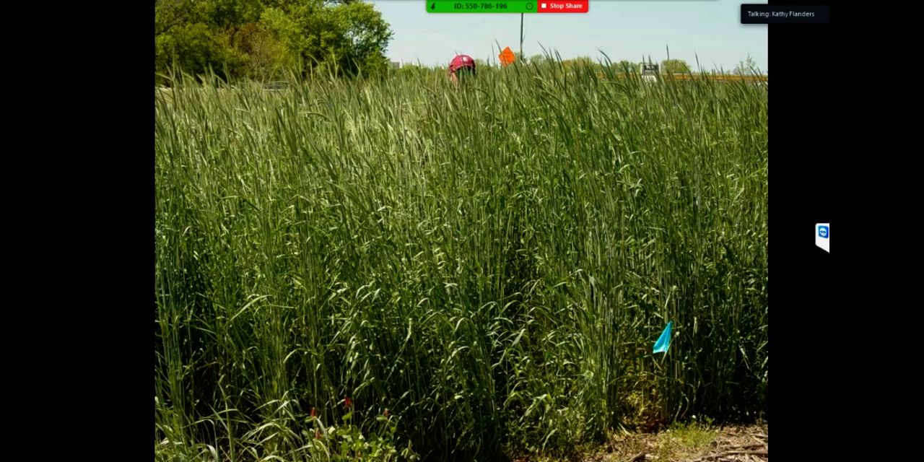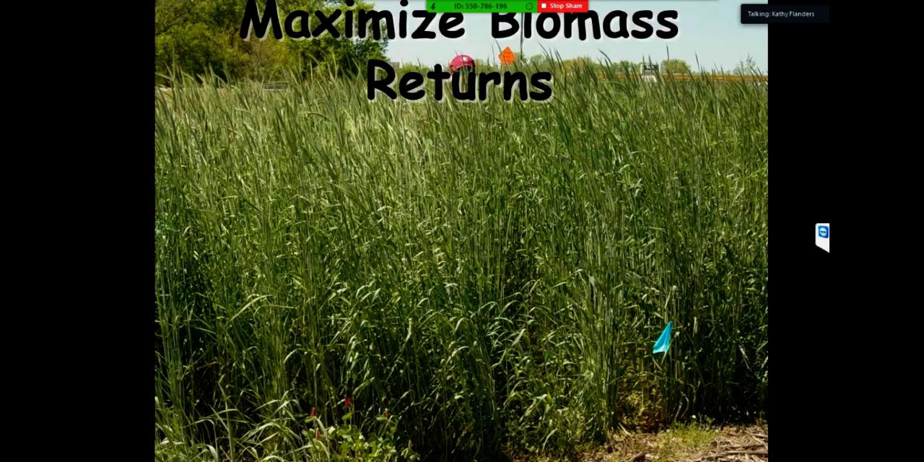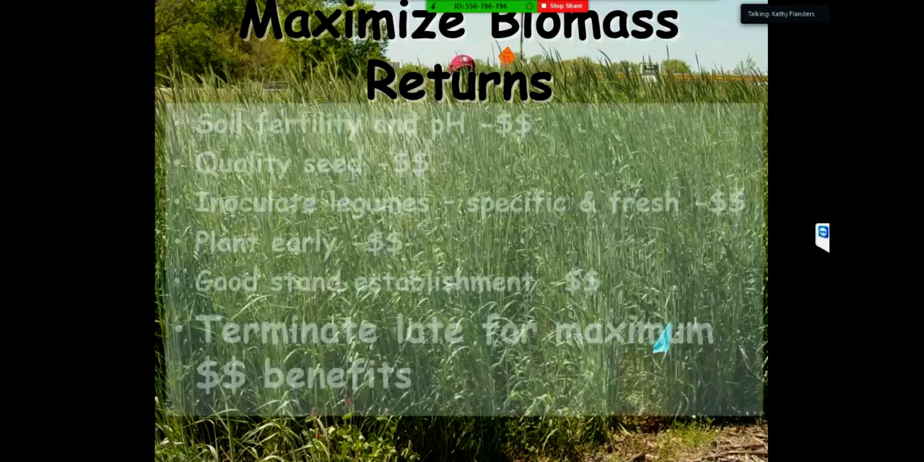It's always nice to have a real deep cover crop with a lot of biomass out there. If we're going to go through all this expense of planting, it's good to get as much back out as we can. We spend a lot of money for soil fertility, adjusting the pH, the seeding cost, inoculation on legumes, again, planting costs, machinery, and so on. But again, we want to terminate that as late as possible to get the maximum dollar benefits back out of the cover crop after we spend all this money to get it established.